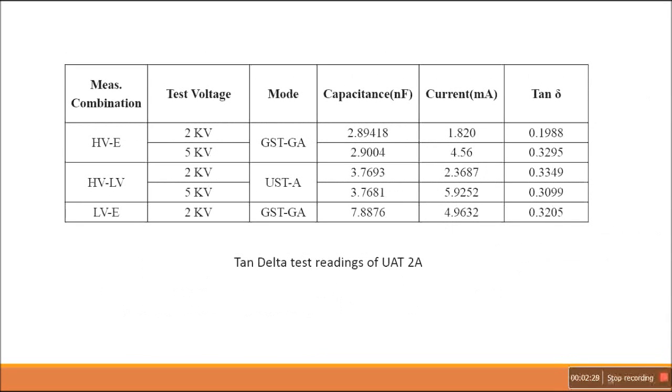This is a sample of the test done on a transformer, a unit auxiliary transformer. Here the voltage was applied between HV and earth, HV, LV and NV earth. The test voltages are in the range of 2 kV, 5 kV. We get the result on the screen as capacitance, current and tan delta. These three are displayed on the screen of the test kit. The tan delta value should not increase by 0.5, should not go beyond 0.5.